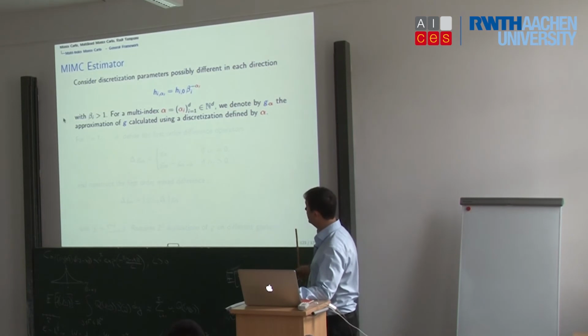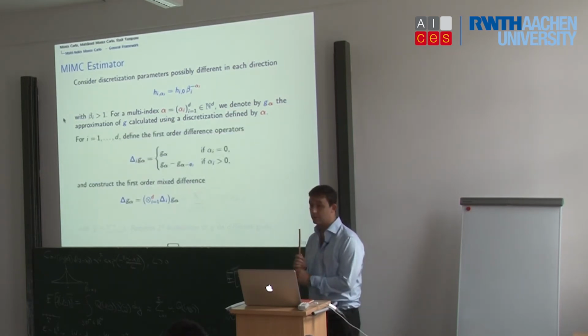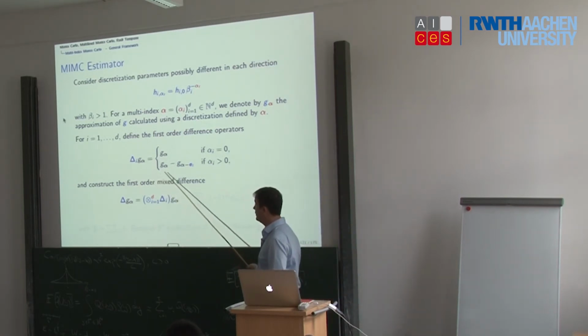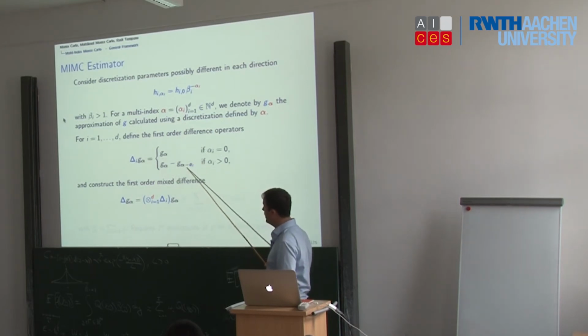And now that you have these discretizations at your disposal, you create one-directional differences. So essentially, this difference here is the difference of the G alpha that was computed with this alpha minus the G alpha where you de-refine only along direction i.